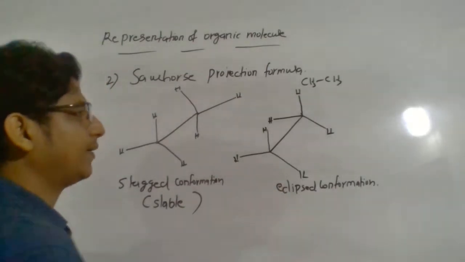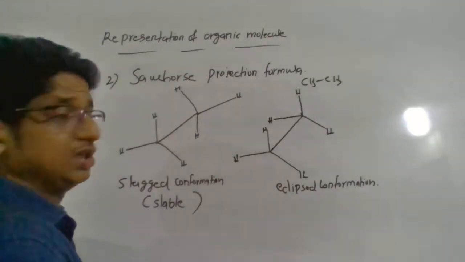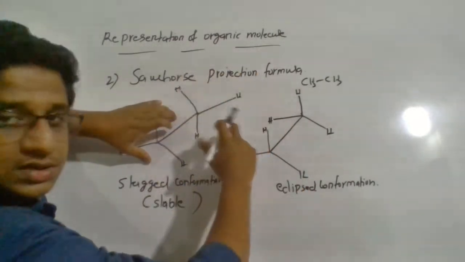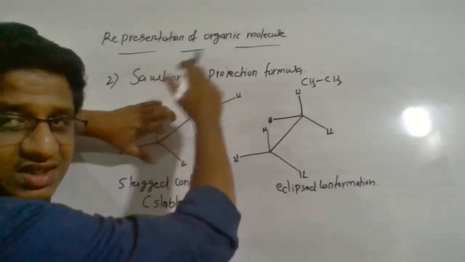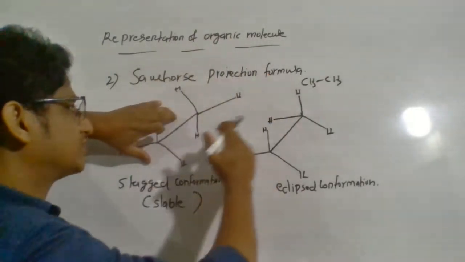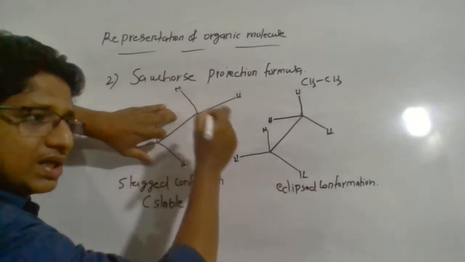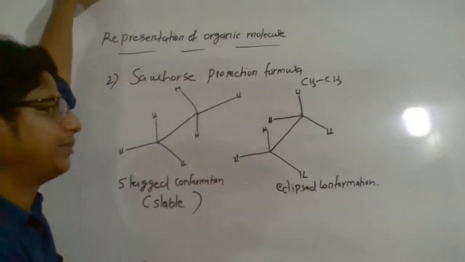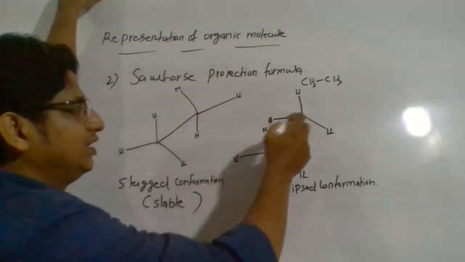But look here, I just fixed this part and am just rotating the other part. So infinite numbers of conformations are possible. We just put hydrogen here, like that. Just a marginal difference gives you another conformation. So like that, infinite conformations are possible. But here, this is the case.